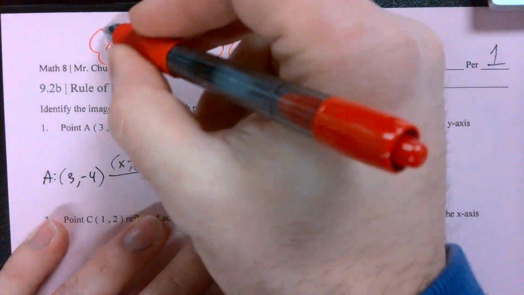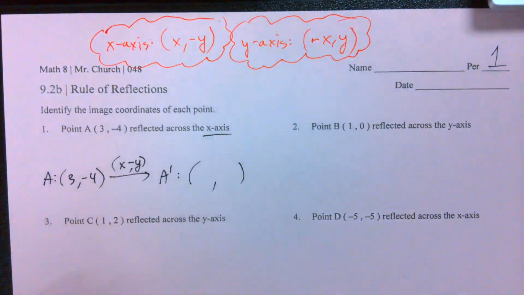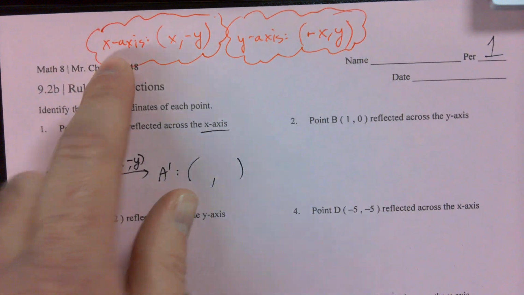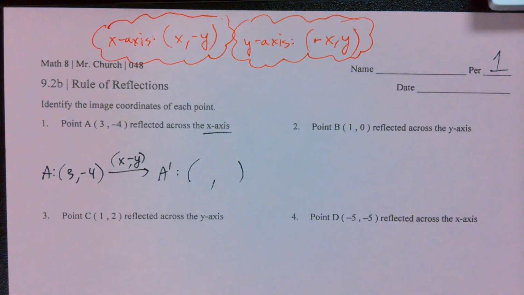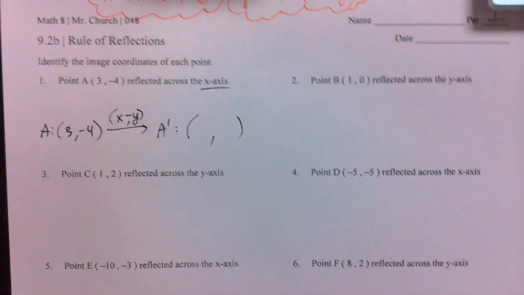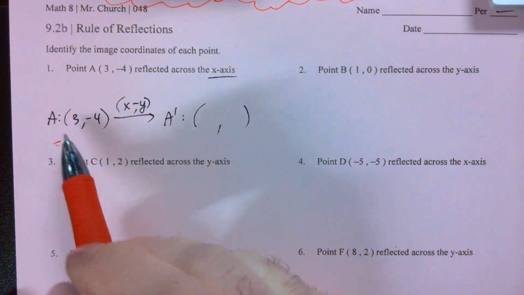One for each type of reflection, and we've got to remember to think in terms again of opposites, right? If we flip over the x, we change the sign of our y. If we flip over the y, we change the sign of our x, but all of our numbers stay the same.